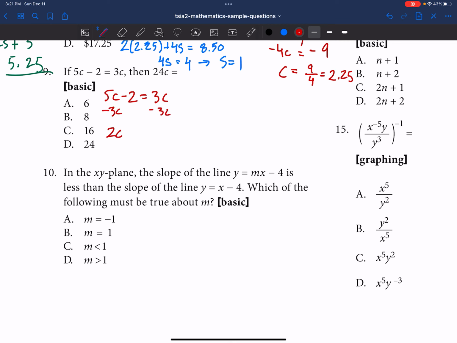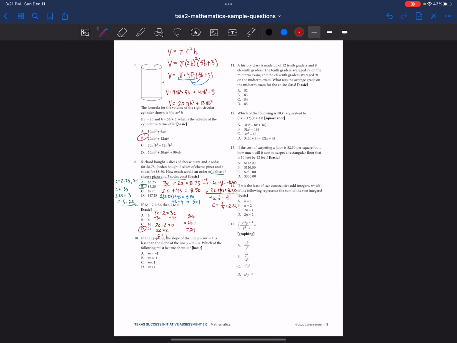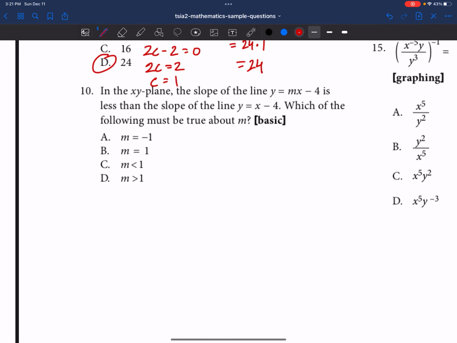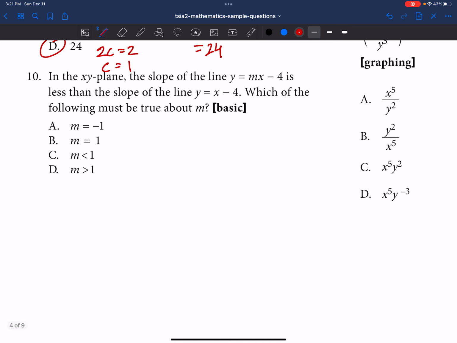So I get 2c minus 2 equals 0. And I'll add 2 to the other side. So it's 2c equals 2. Therefore, c equals 1, right, by dividing by 2. And so then 24c equals 24 times 1, which equals 24. D. Is that right? Let us check. Number 9 is D. We are good to go. All right. Basic Algebra 1. Okay. Oh, goody, another Algebra 1 question.